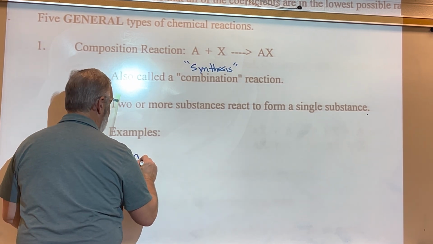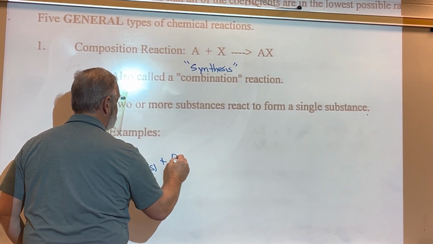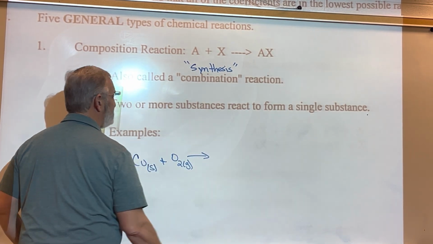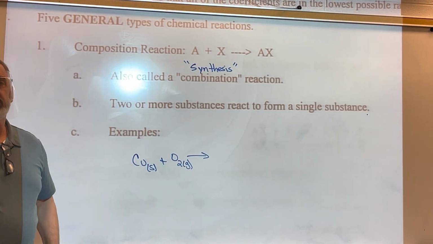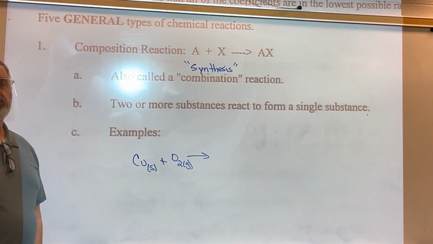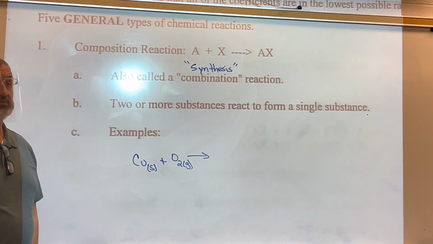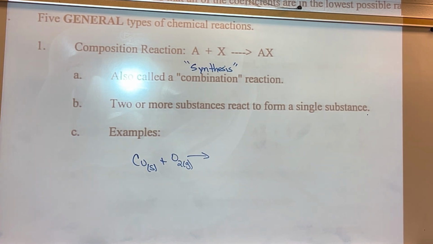So we can just say copper solid plus oxygen gas. What's that going to make? Two things coming together to make one. Copper oxide. Okay? Now, we have 2 choices, because you look at copper, it can be +2 or +1. But if you look, the 2 is bolded, so that means that's the more common oxidation state, the +2. You really have your choice of picking either one.